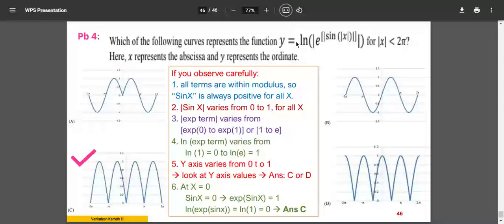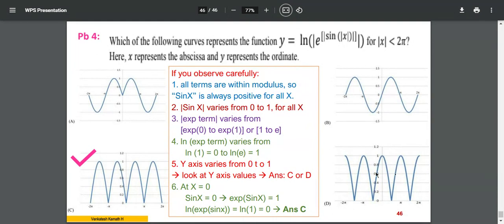If you observe carefully, this is going below 0. A is going below 0, not possible. B here is also going below 0, not possible. The y-axis value is going below 0. So only the positive side I have to look into. That ends up saying the answer should be either C or D. Okay, so that is one thing. Now I have two options.